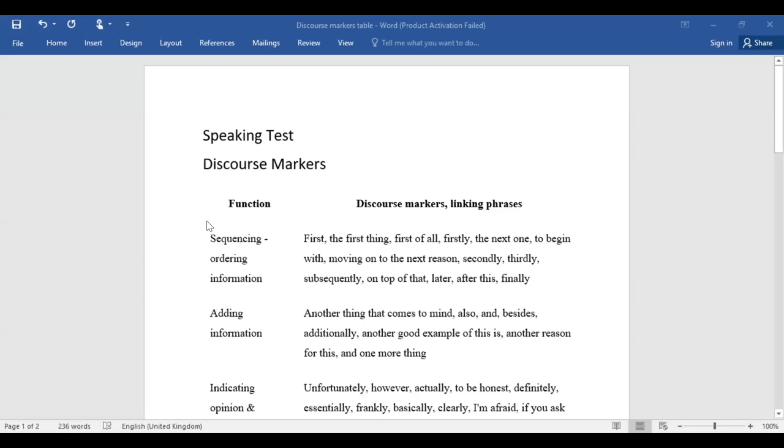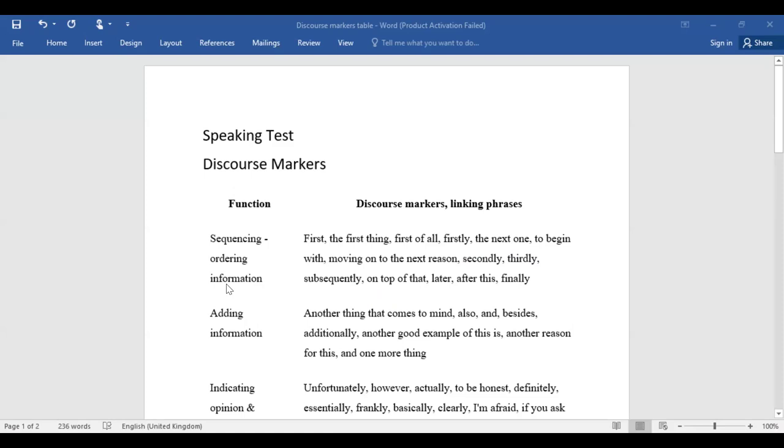So discourse markers, function, sequencing, ordering information. When you are going to give out a series of information, but you want to sequence them, you want to give them some order. So first, second, third, fourth, fifth, like that. What discourse markers or linking phrases will you use? So use things like first, the first thing, first of all, firstly, the next one, to begin with, moving on to the next reason, secondly, thirdly, subsequently, on top of that, later, after these, finally. After this, final. Okay, so these are common discourse markers you may use when you want to provide information in a certain order, in a certain sequence.